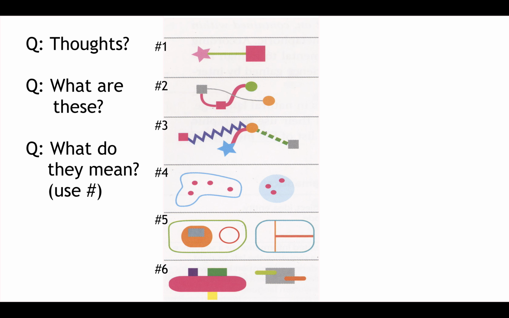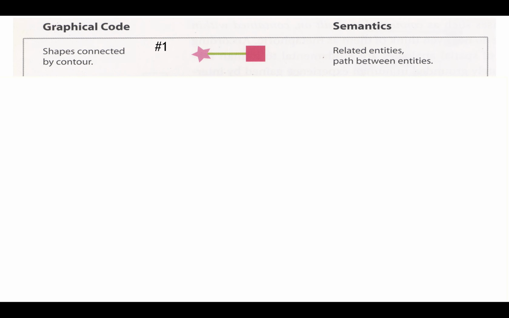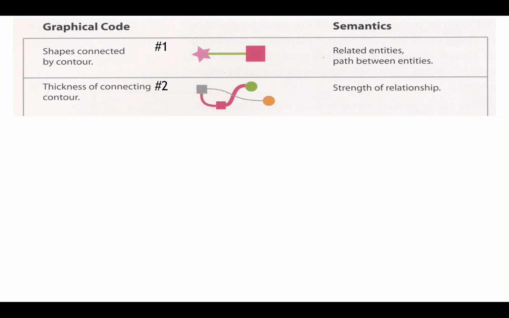Let me go through each of them for you. So on the left, it describes graphical code. On the right, it describes semantics. For the first one, number 1, this star is connected to this box by this contour, this line. It shows that these two entities, whatever they are, are in fact related, and that there's a path between them.